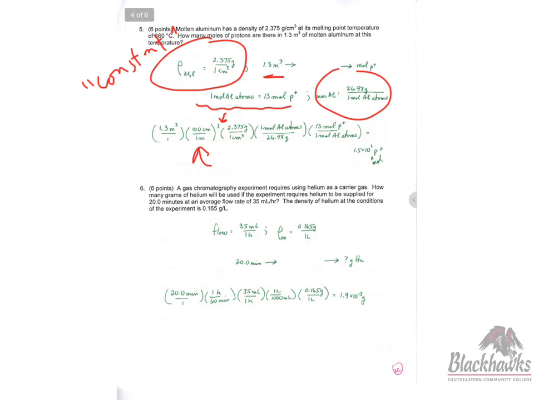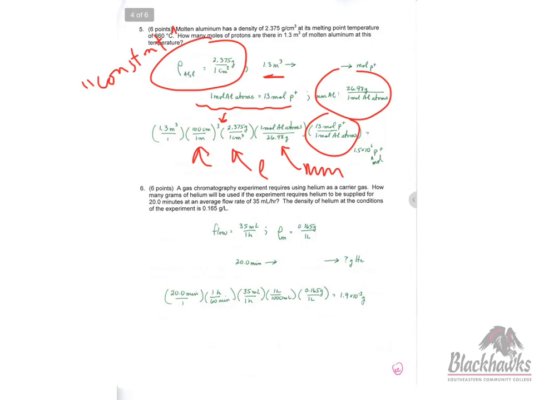So those first 2 terms will get me to volume in cubic centimeters, and of course you probably recognize that the next term is the density. This term right here is the molar mass. That will get me from that volume to moles of aluminum atoms. And then recognize that for every 1 mole of aluminum atoms I have 13 moles of protons. So the answer, rounded to 2 significant figures, because that's what your volume of 1.3 cubic meters was, is 1.5 times 10 to the 6th moles of protons.